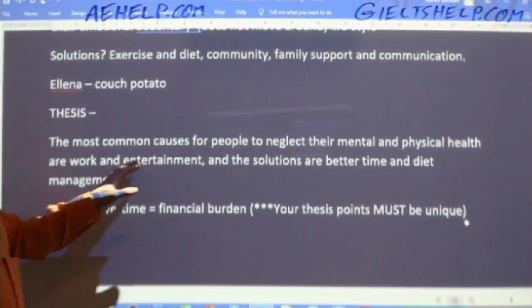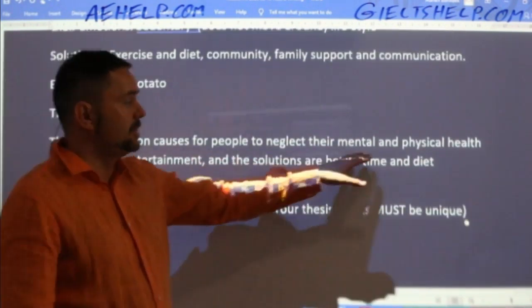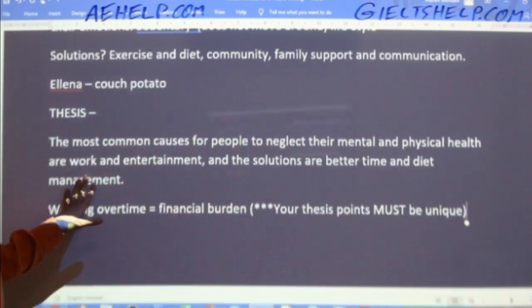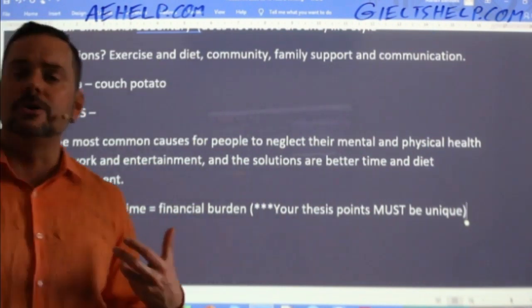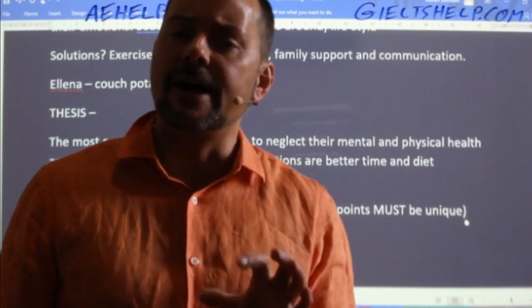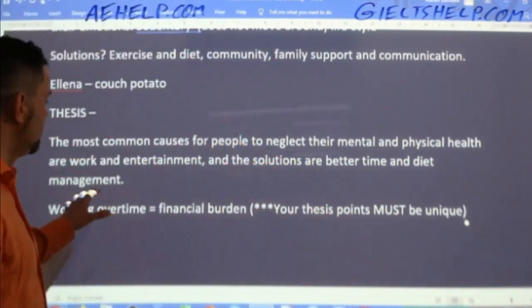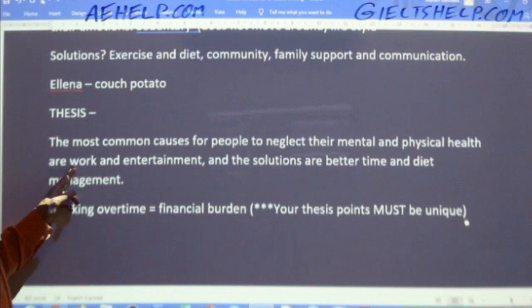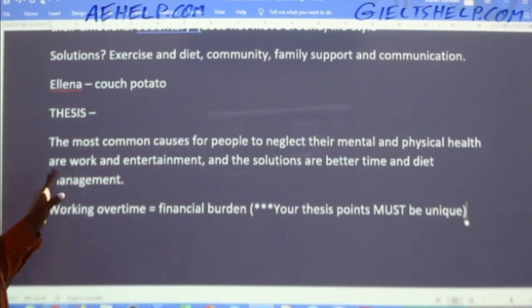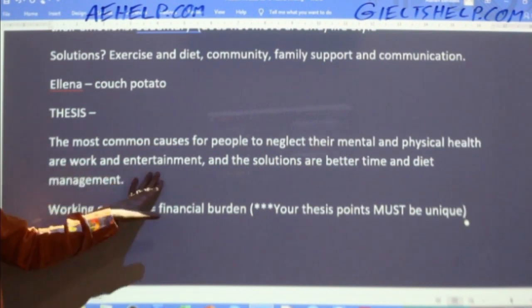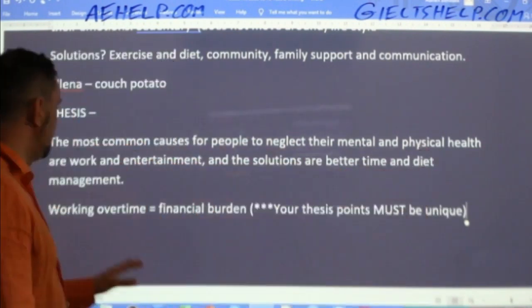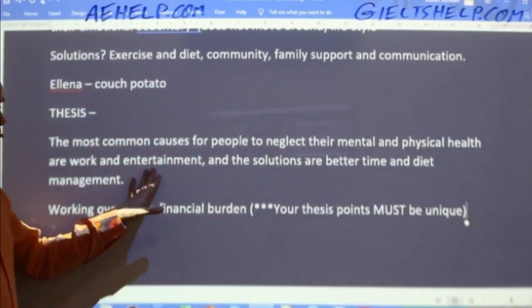So here is my thesis statement. The most common causes for people to neglect their mental and physical health are work and entertainment. I just kept it really simple. So sometimes students in your thesis, you don't have to qualify or define the points in great detail. So you don't have to write are too much work and too much entertainment, people being lazy. You can just simply say are work and entertainment. So the most common causes for people to neglect their mental and physical health are work and entertainment.